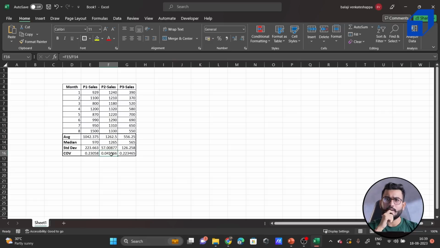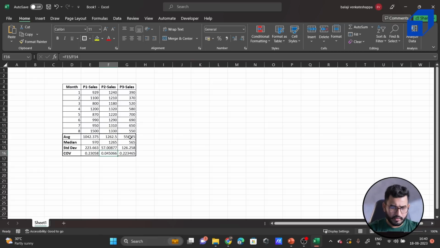So what can I conclude about product number 2? Number 1, product number 2 is very stable in the market because it is not having variations. In month number 1, same sale; in month number 2, approximately same sale; month 3, same sales, and so on. Also, it is always consistently high, and that is the reason the average is the highest at 1262.5 units.